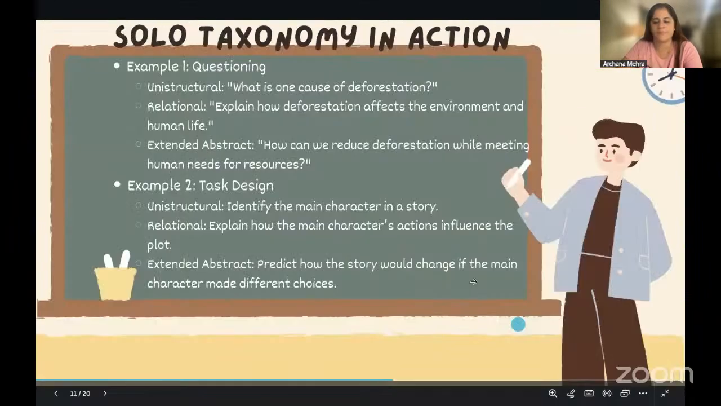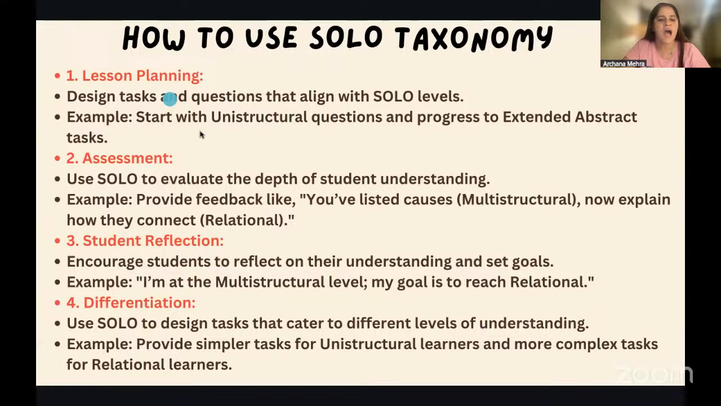So how to use SOLO taxonomy? One, lesson planning. You can design the task and ask questions that align with SOLO levels. For example, start with unistructural questions and proceed to extend to the abstract task. It can also be utilized for assessment to evaluate the depth of a student's understanding.